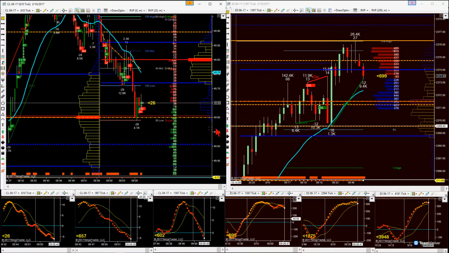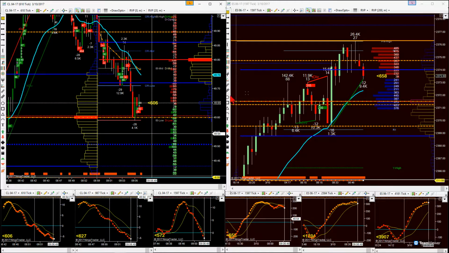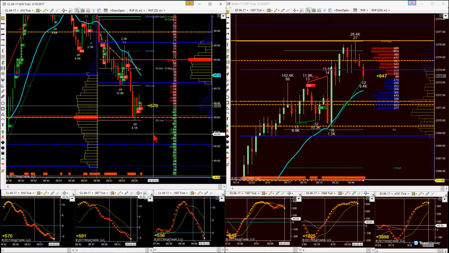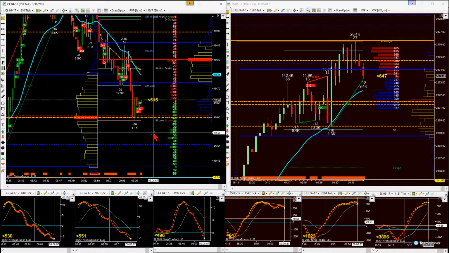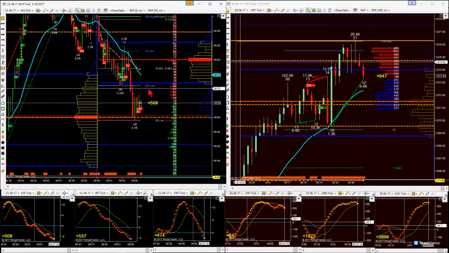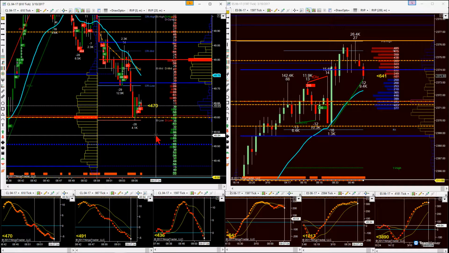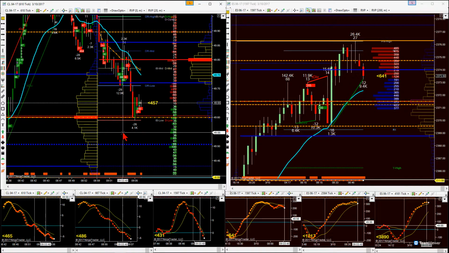I want to add this too. Once I'm comfortable with oil and comfortable with the S&P, I intend to start watching bonds as well, because they even trade more than the S&P. At least I think they do. I haven't looked at that for a while. They used to, but I haven't looked at it for a while to say for sure.